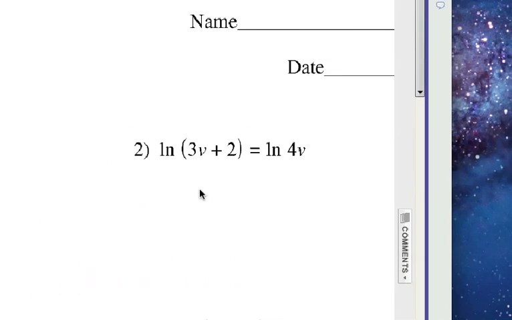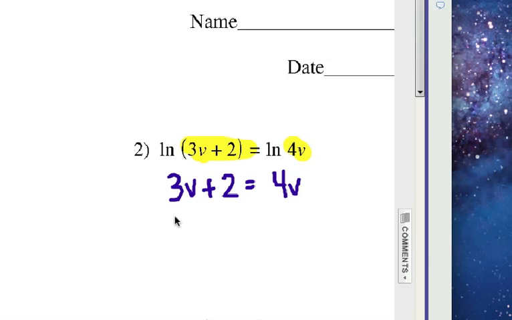All right. Number 2, natural log of 3v plus 2 equals natural log of 4v. Now remember that natural log, or ln, is the log base e. All right, log base e. That's its abbreviation. Just think of it as any kind of number. E happens to be a little over 2, and we have this expression equal to this expression. Let's write our equation.